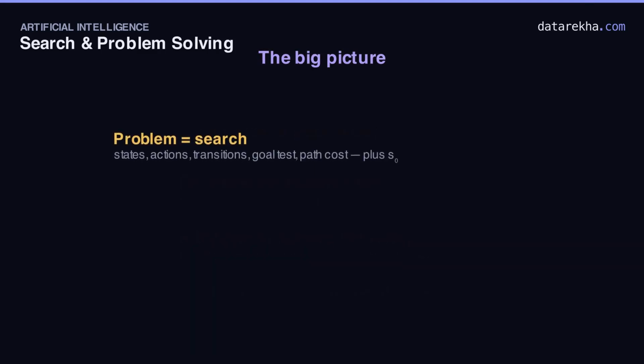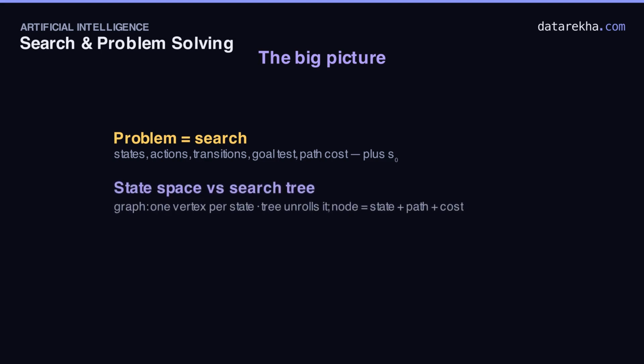Let's bring it home. To solve a problem by search, cast it in 5 pieces: states, actions, a transition model, a goal test, and path costs, starting from S0. A solution is a sequence of actions. The optimal one costs the least. Keep the 2 pictures separate.